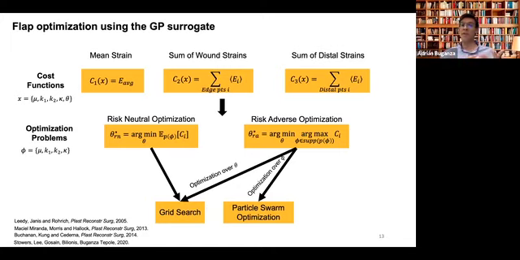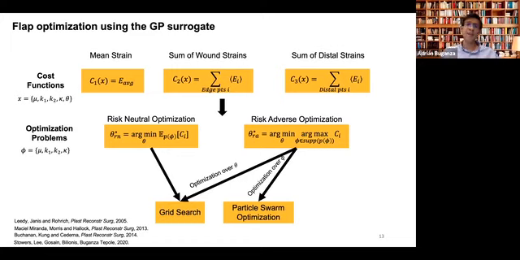And we pose two types of optimization problems, either a risk-neutral optimization or a risk-averse optimization. In the case of the risk-neutral optimization, we want to minimize the expected cost. And in the case of the risk-averse optimization, we want to minimize the worst-case scenario. The reason why we have this expectation or this worst-case scenario is because we can control the orientation, but all the other parameters should be drawn from some probability distribution because we don't know them for sure. And for that, you just need to evaluate the surrogate a lot.